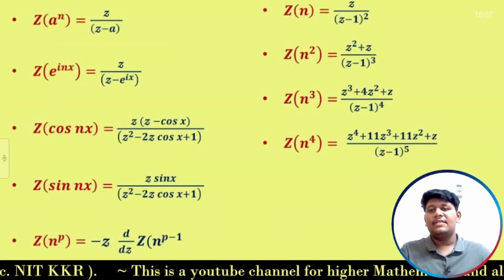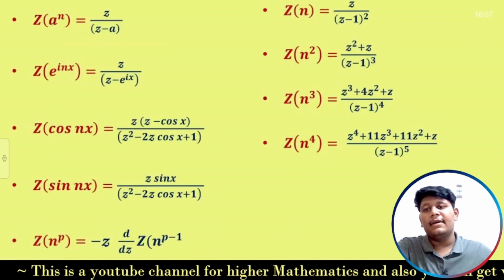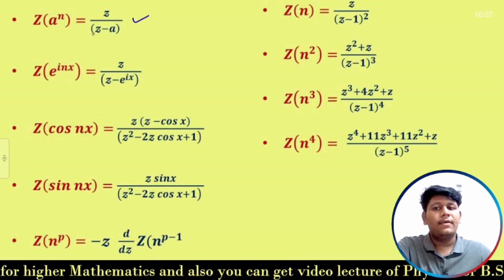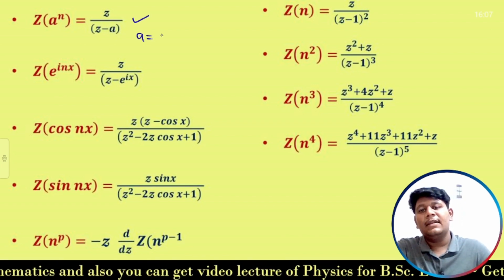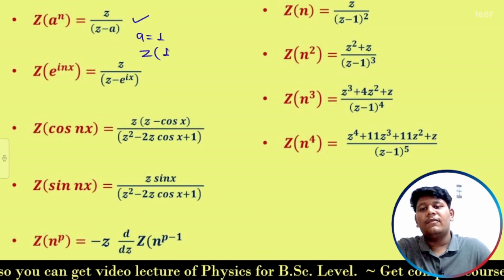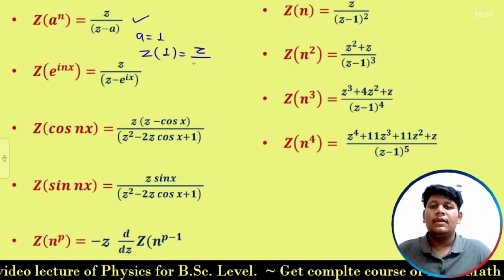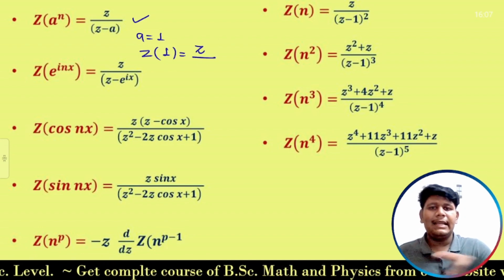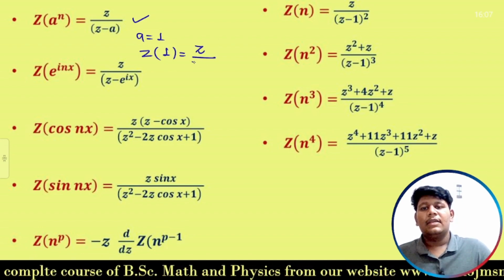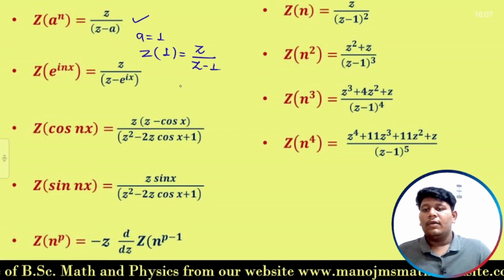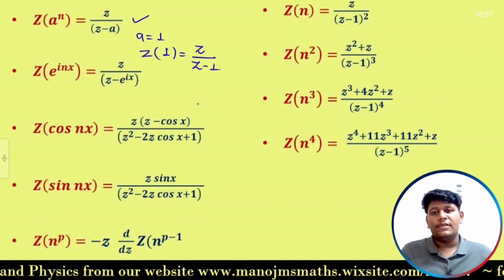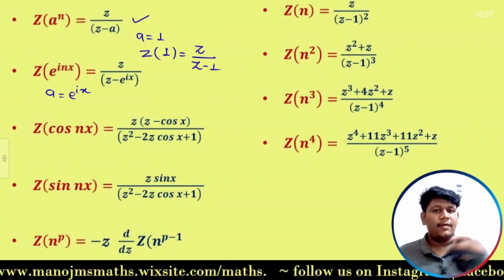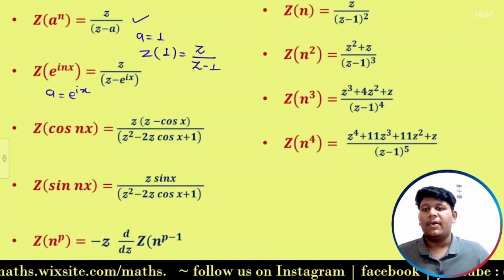So these are the basic formulas we have calculated. The z transform of a power n is nothing but z upon z minus a. If a is 1, then the z transform of 1 is nothing but z upon z minus 1, where z is the complex variable. Now e to the power iota n x: also, a is e to the power iota x, so it is nothing but z upon z minus a, where a is e to the power iota x.